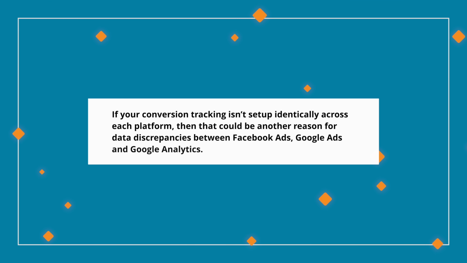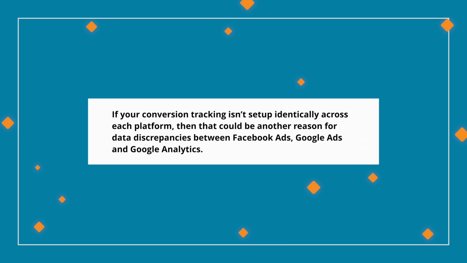For example, someone may have set up a lead on Google as someone reaching the thank you page, but on Facebook, they set up a lead as a click on the Contact Us button. The bottom line is, if your conversion tracking isn't set up identically across each platform, then that could be another reason for data discrepancies between Facebook ads, Google ads, and Google Analytics.